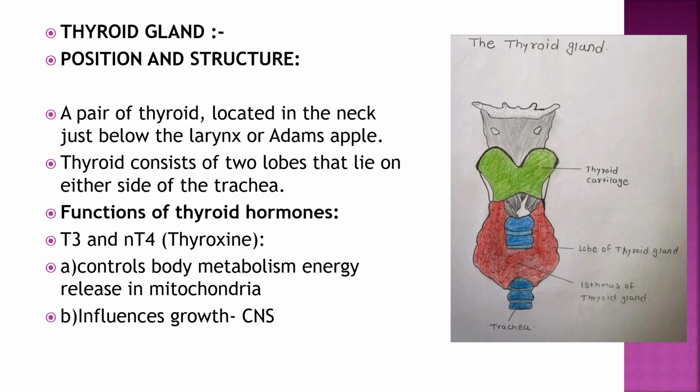Now the next important gland is the thyroid gland. It is present in the neck just below the larynx, or Adam's apple in males, and it consists of two lobes on either side of the trachea.